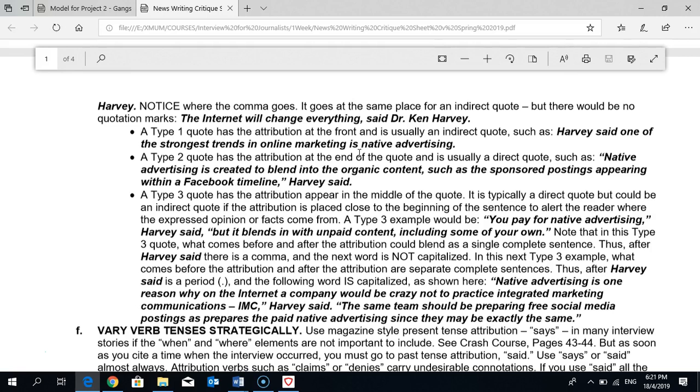"You pay for native advertising," Harvey said, "but it blends in with unpaid content, including some of your own." Okay, when we're talking about compound sentences, this one all flows together. It's still a relatively short compound sentence, and in this case, it's divided by the attribution anyway. So I think this is a good use of a compound sentence, but again, be careful of them. But it's also a type 3 down at the bottom. Where is it at?